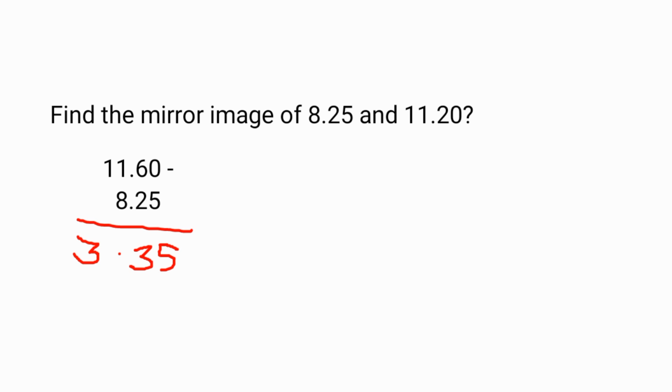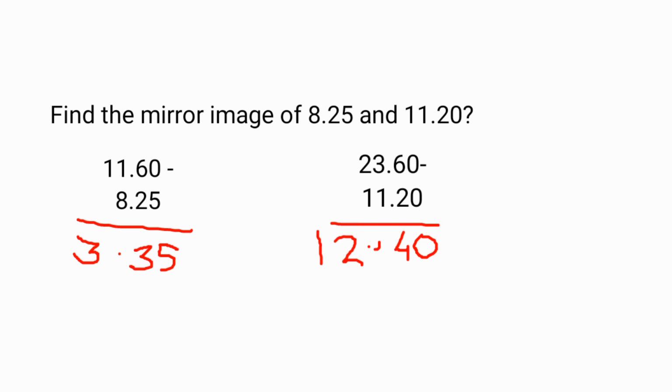And the second question is find the mirror image of 11:20. So, if the given time is 11 o'clock or after 11, then that should be deducted from 23:60. So, the given time should be deducted from 23:60. So, here 23:60 minus 11:20. 60 minus 20 is 40. 23 minus 11 is 12. So, the answer will be 12:40.